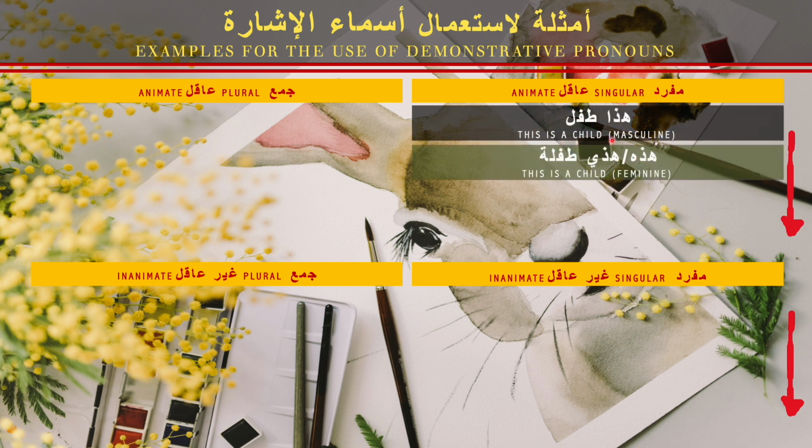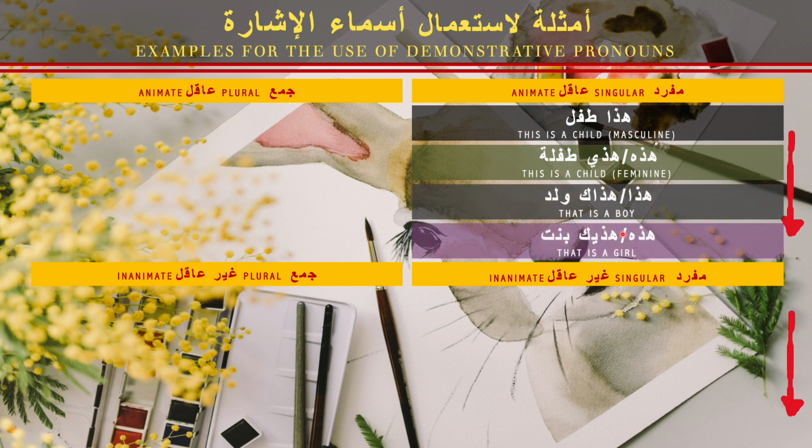This is a child, masculine. Then this is a child, feminine. A child is considered animate. It's a human being. هذا طفل. هذه or هذه طفلة. For saying that's a boy, that's a girl. هذا or هذاك ولد. When we see it, use هذا or هذاك. But when we don't see it, we just say هذاك. هذه, هذيك, بنت. Similar concept.